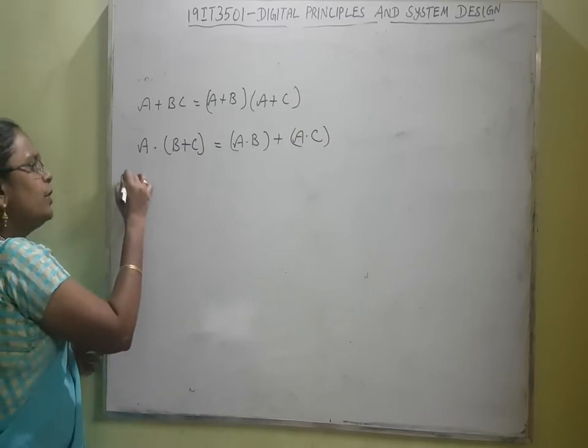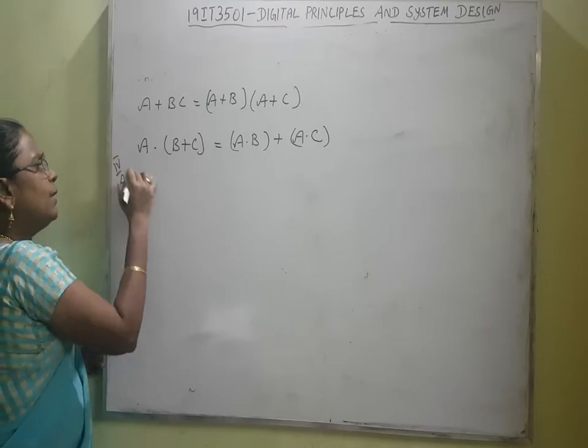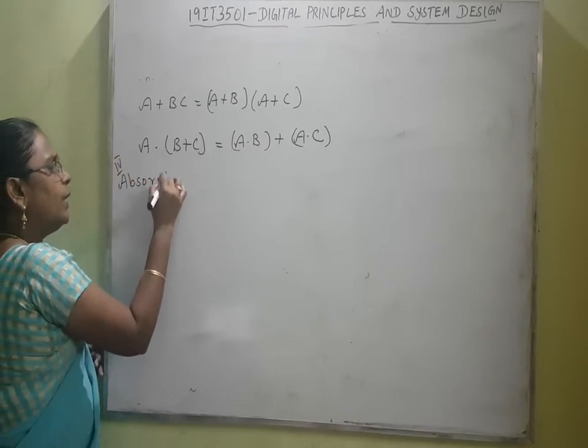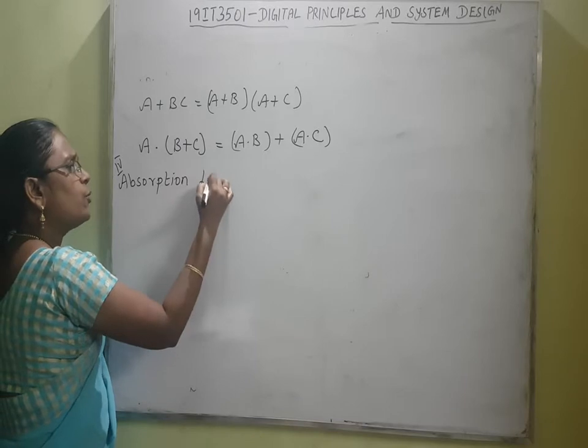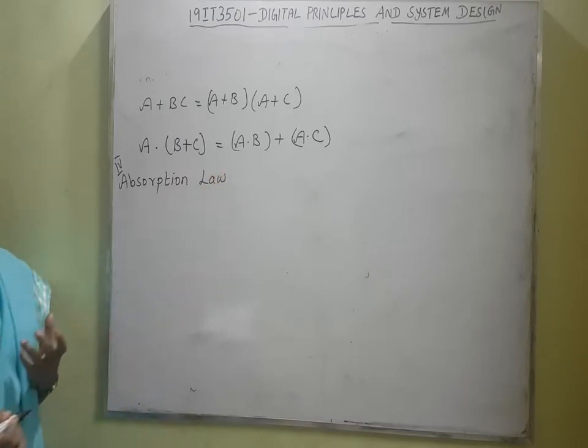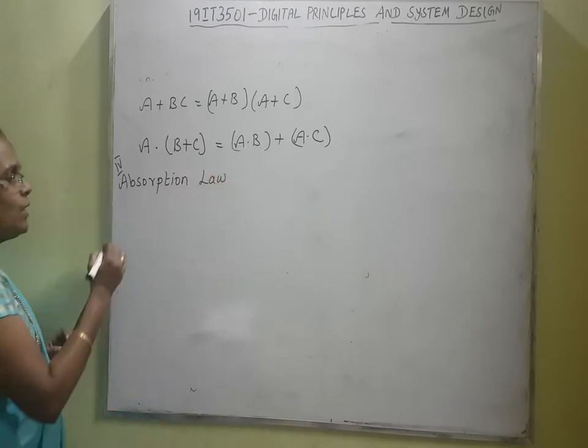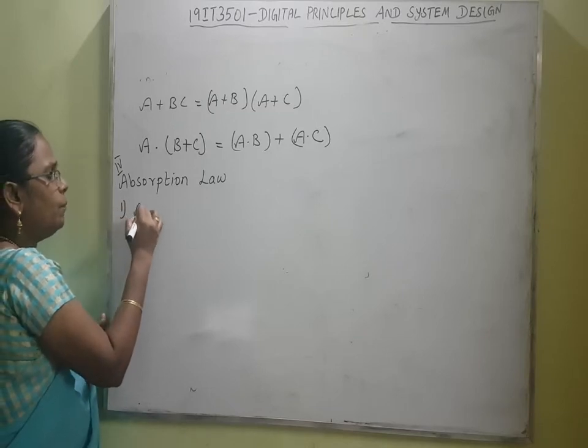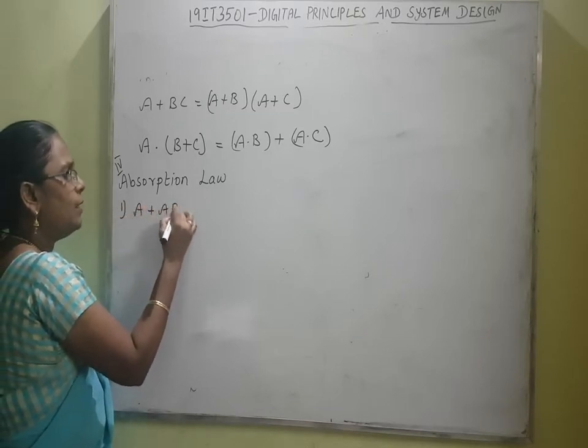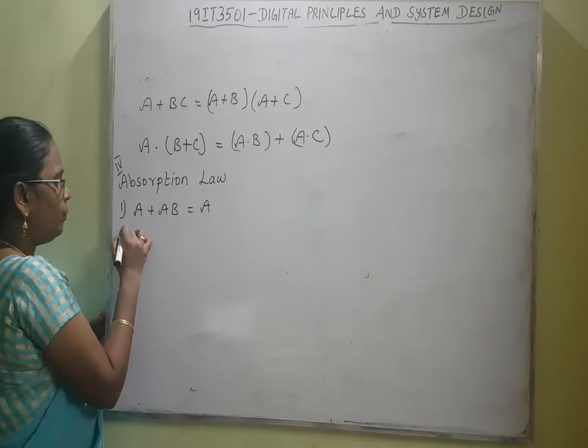The next one we are going to see, the fourth one, is the absorption law. Now the word absorption means some term is going to get absorbed. So first in the absorption law, A plus AB is equal to A. How do we prove this?